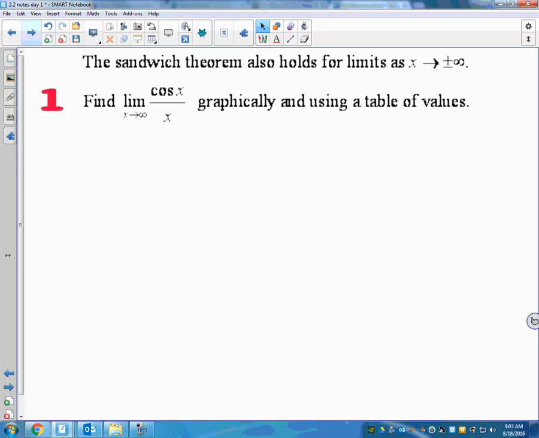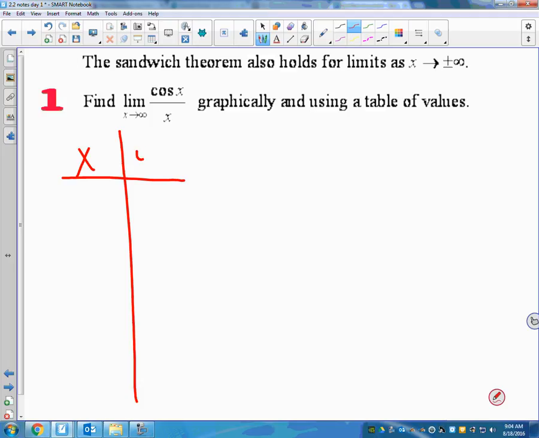Alright, so it says, graphically and using a table of values. So let's think about a table of values first. If before we were picking a table of values, like we were getting really, really close to 1, we would pick like 0.9, 0.99, 0.999. I want to go to infinity, so what can I pick? What do I pick, right? So this is what I always pick.